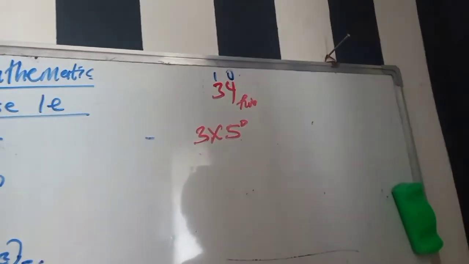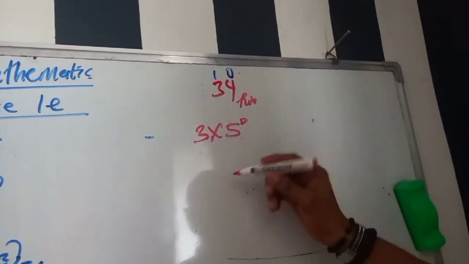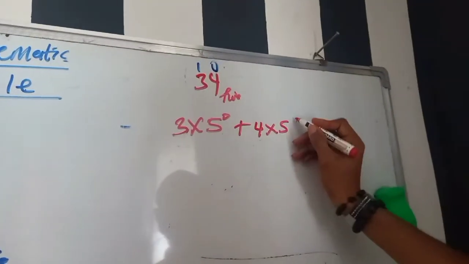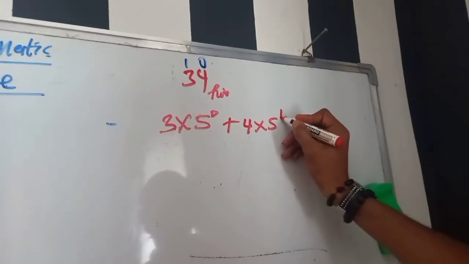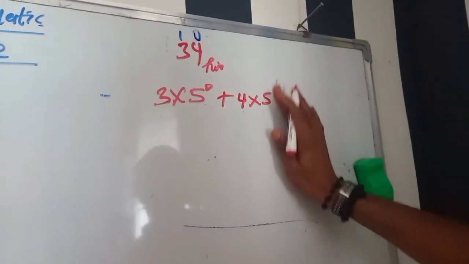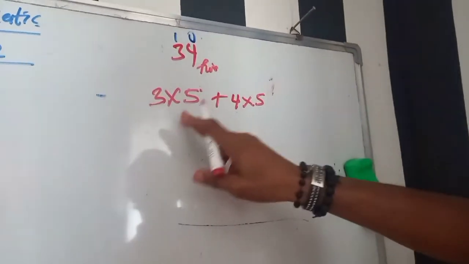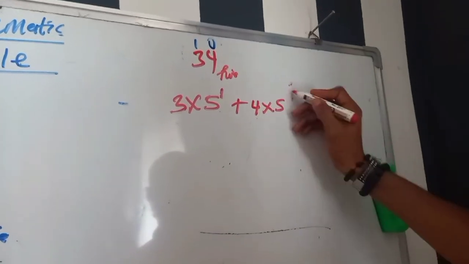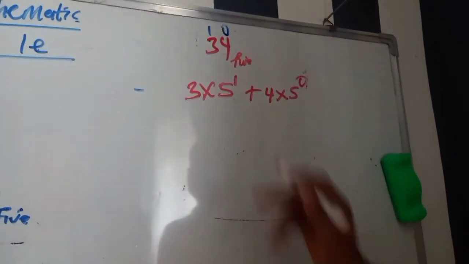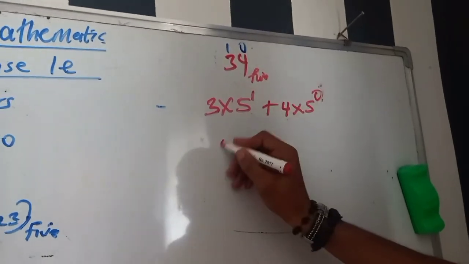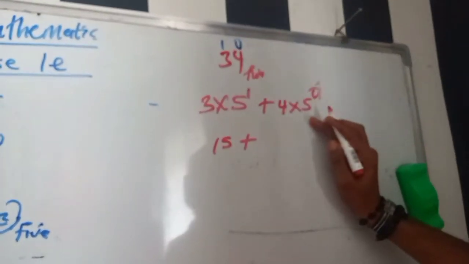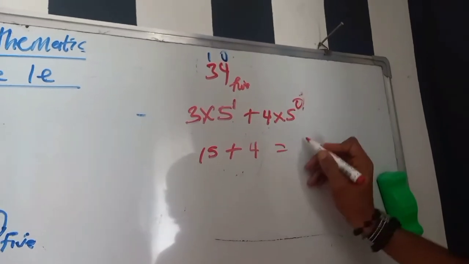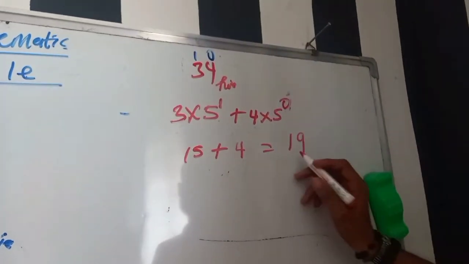Plus 4 times 5 to the power what? 0. So what happens next? 5 to the power 1 is 5, so 5 times 3 is what? 15. Plus 5 to the power 0 is 1. 1 times 4 is 4. Which is what? 19. So this is 19. So what happens next?